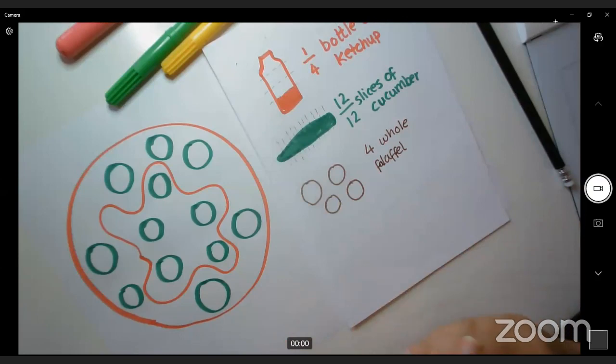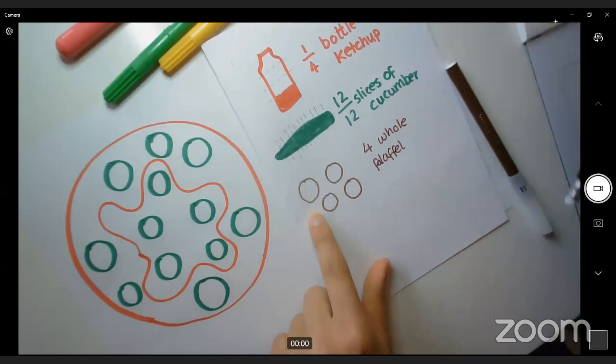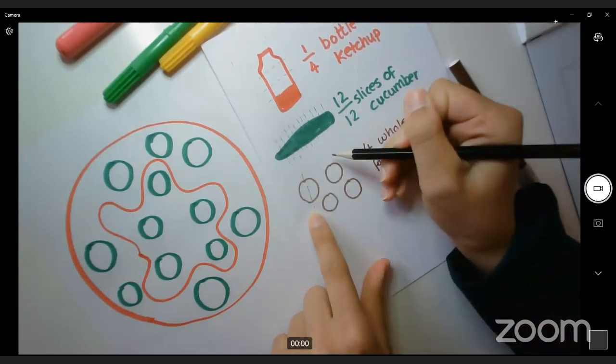Brilliant. Cheese, we can put cheese on. I don't like cheese though, Brianna, so I'm not going to put cheese on my pizza. So four whole flaffles are going to go onto my pizza. I don't want to put them completely whole, so I'm going to cut these in half. So each of my flaffles are going to be cut in half.